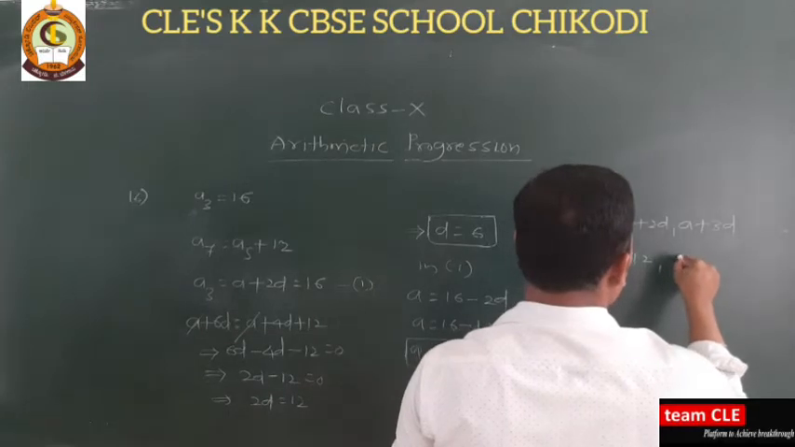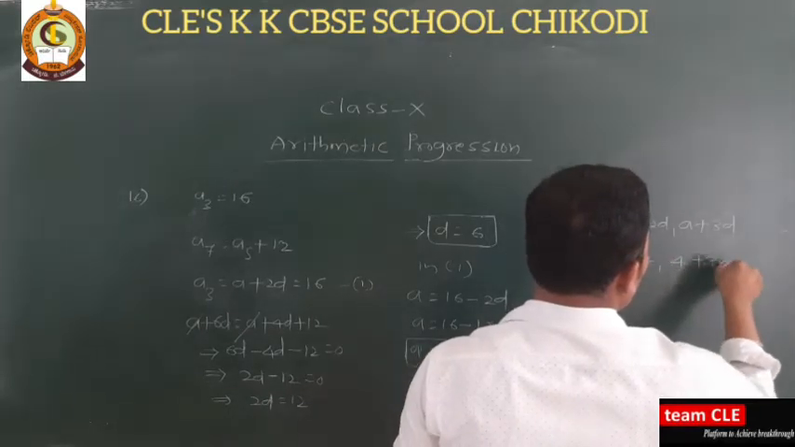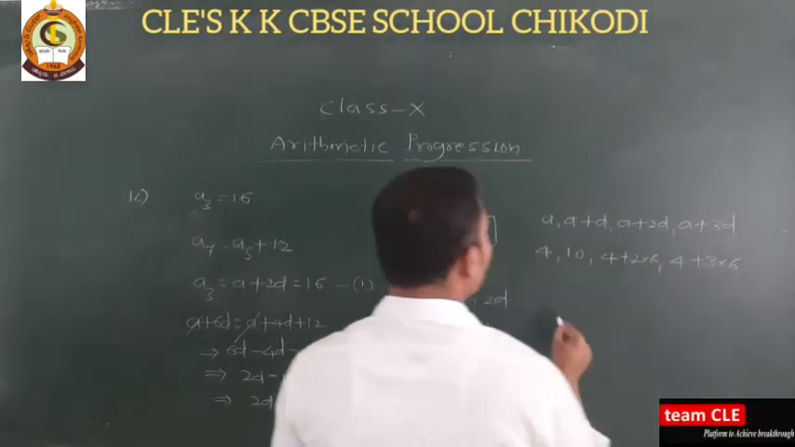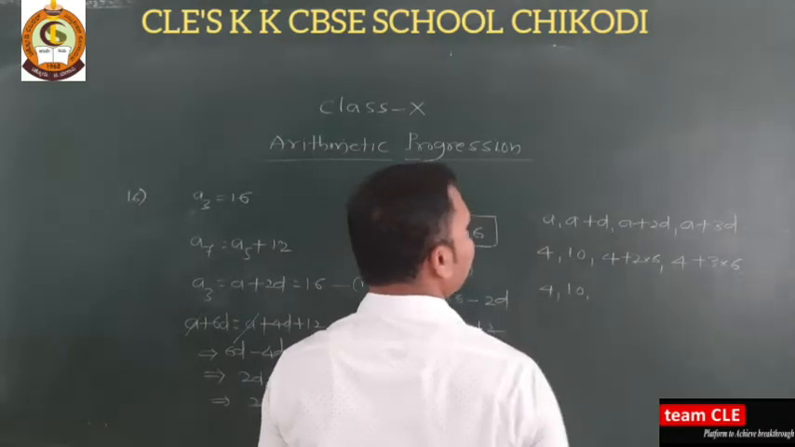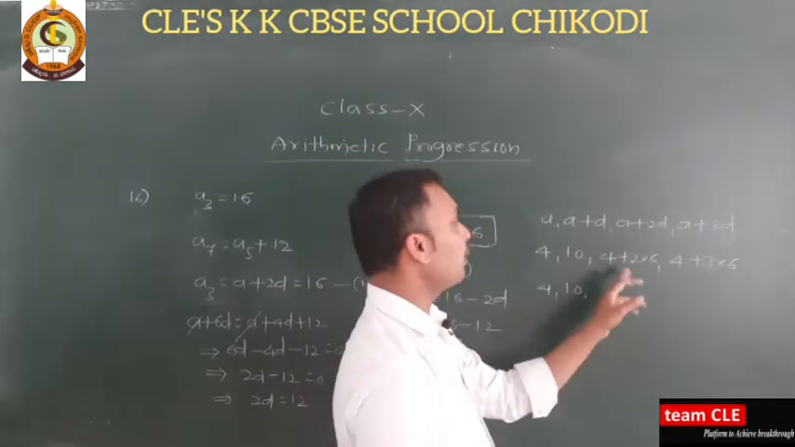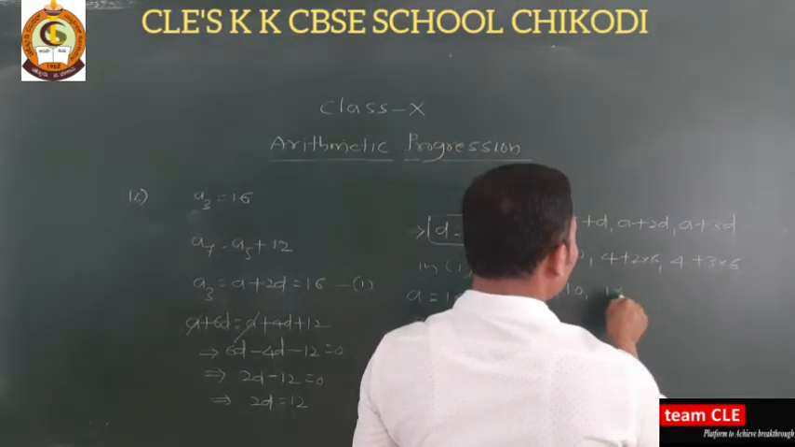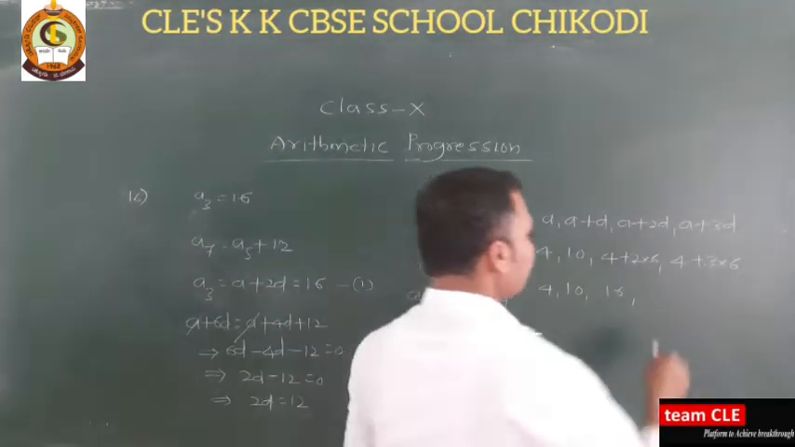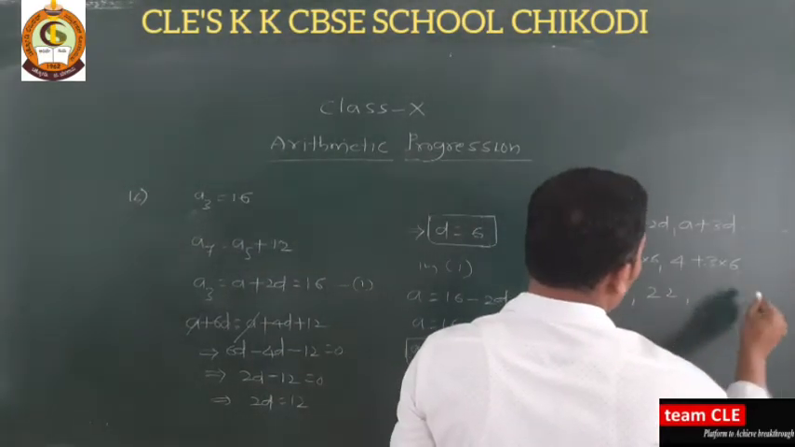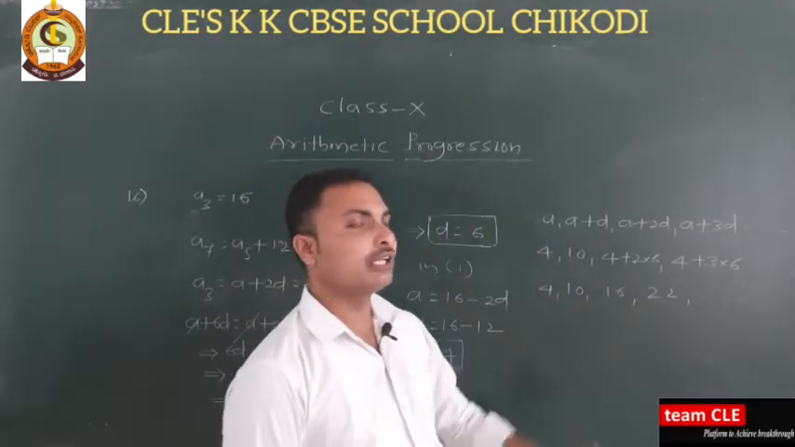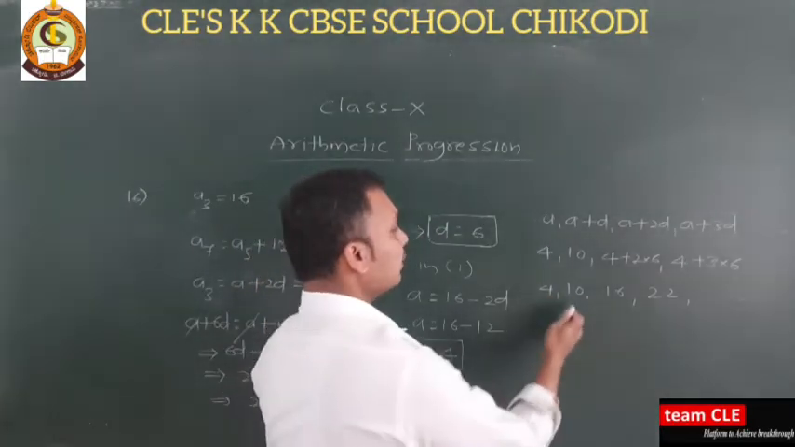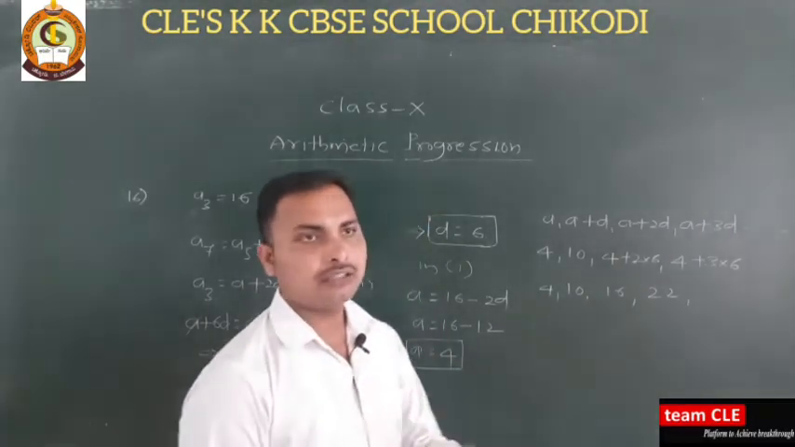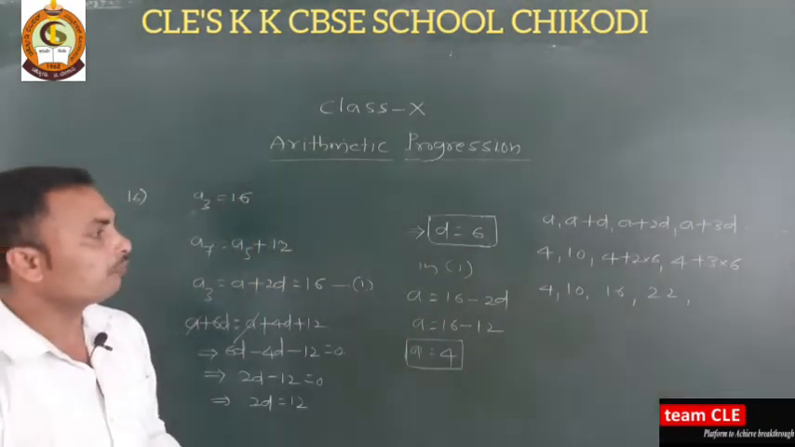Next again we have 4 plus 3 into 6. Now 2 into 6 we'll get 12 plus 4, we have 16. Next, 3 into 6, how much will we get here? 18 plus 4, 22. Now so on. So 4, 10, 16, 22, this is the AP we got here. See the difference: 10 minus 4 will get 6, 16 minus 10 will get 6, 22 minus 16 will get again 6. So this is the AP we got here.